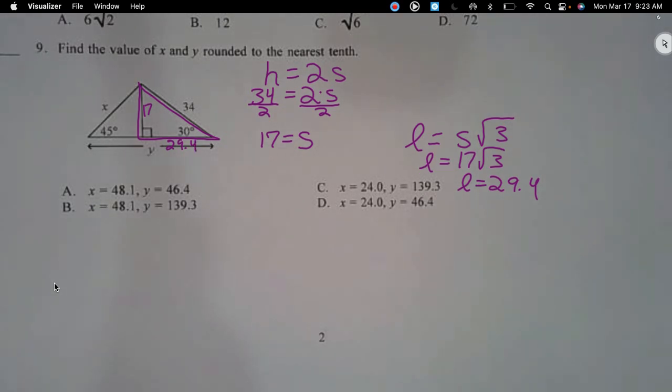Now, I've got to go to this. If this, the 45, 45, 90, if this is 17, what's this one? 17. Remember, they're the same. If they're both 45 degrees, the sides are the same. I have just found y. Y is that whole thing, right? Does everybody see that? It's this side and this side. Well, what is 29.4 plus 17? 46.4. Is everybody okay with that?